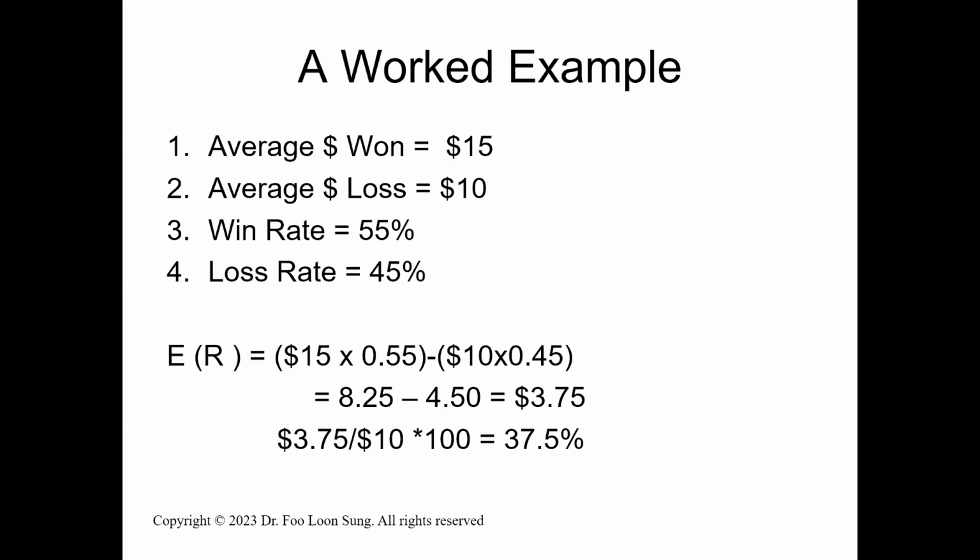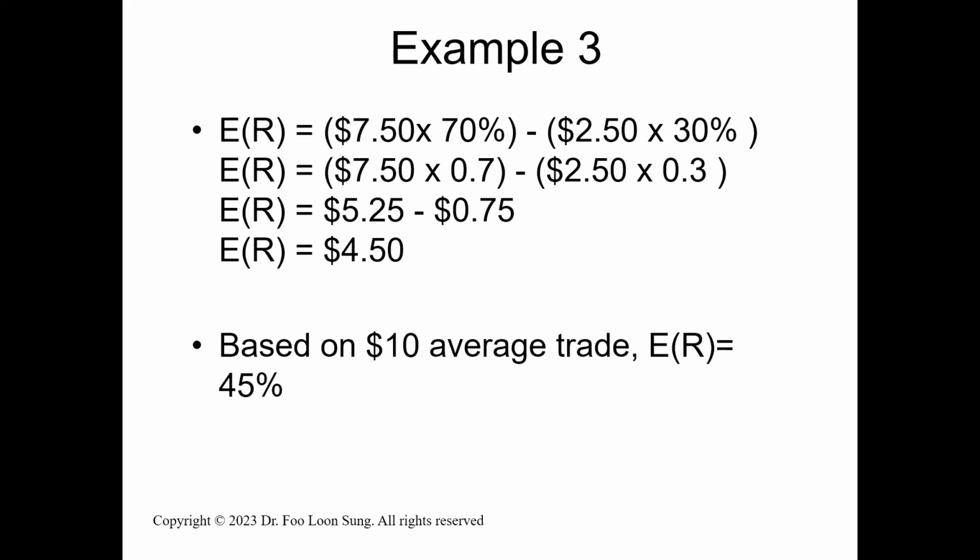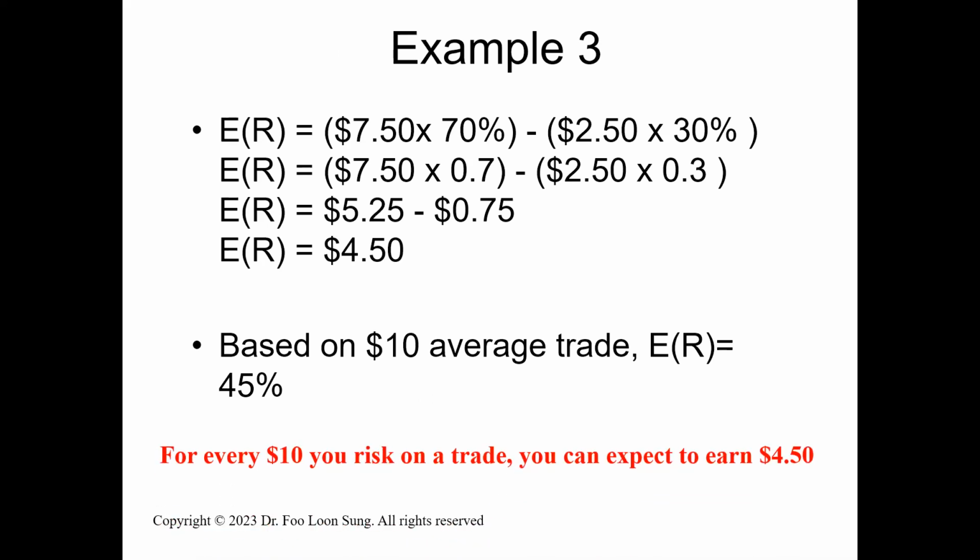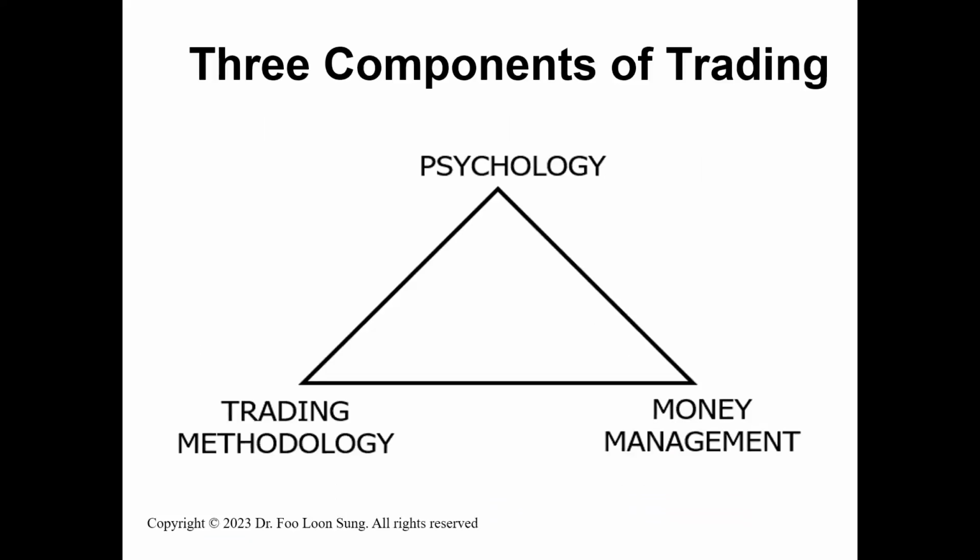And here's a worked example. My win rate 55%, loss rate 45%, average dollar win 15, average dollar loss 10, positive expectancy 37.5%, which is excellent. Okay, here's another example. So the important thing about expectancy is when you are trading, your ultimate objective is to achieve a positive expectancy.